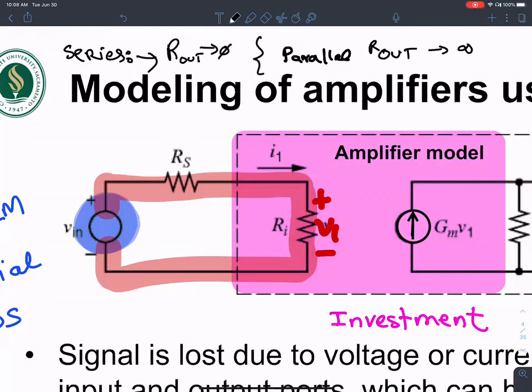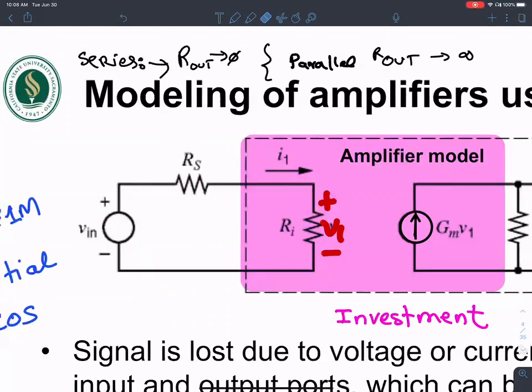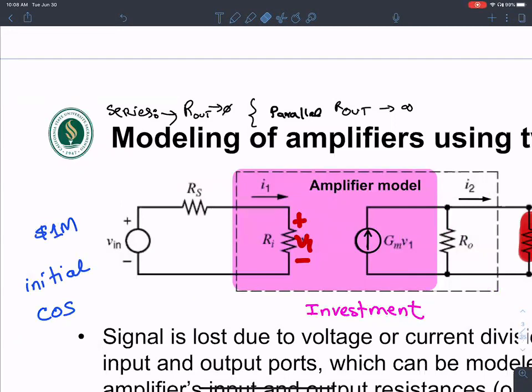So the source and output resistances, the device resistances in series, should be close to 0, while the parallel resistances should ideally be infinity or a really large value.